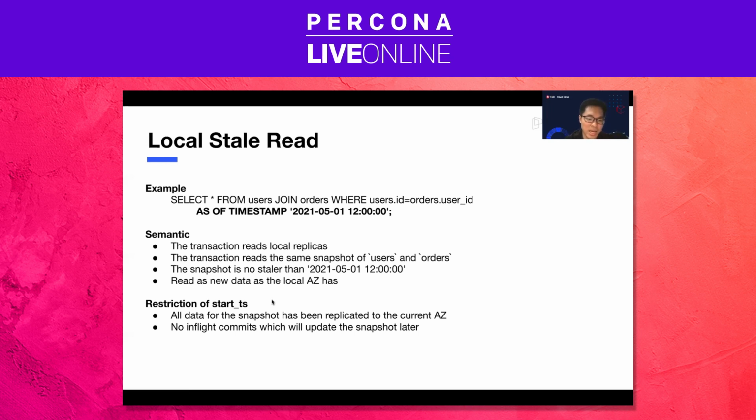Determining the start TS for the transaction is the most important part of this approach. The start TS has to obey these rules. The first one is all data for the snapshot has already been replicated to the current AZ. Otherwise, the statement has to wait for the data, which causes high latency. And the second one is there should be no in-flight commits, because they will update the snapshot later, which will break snapshot isolation.